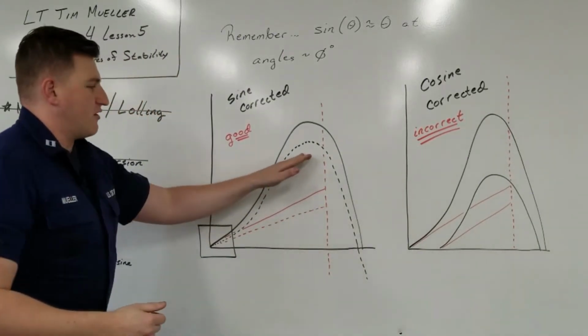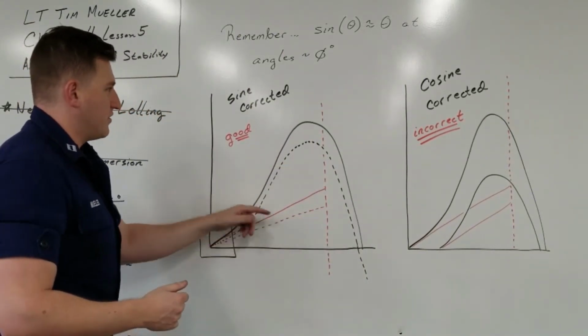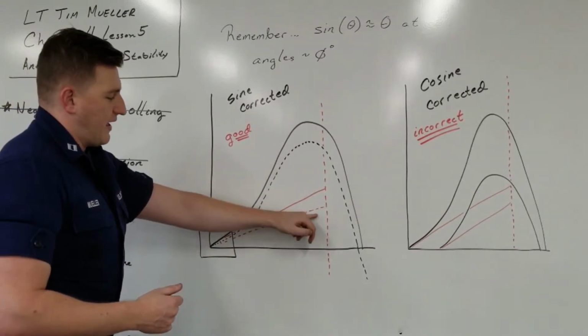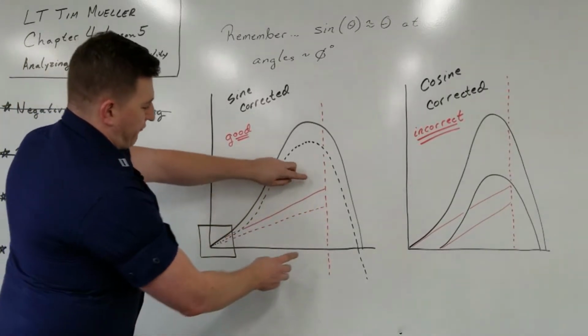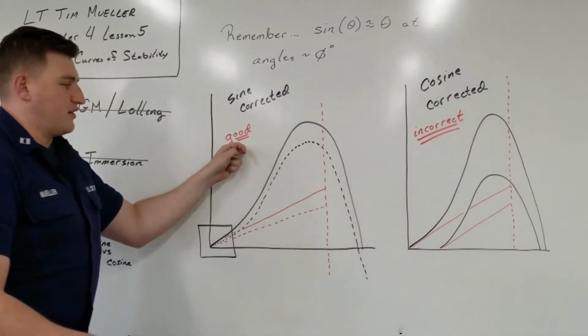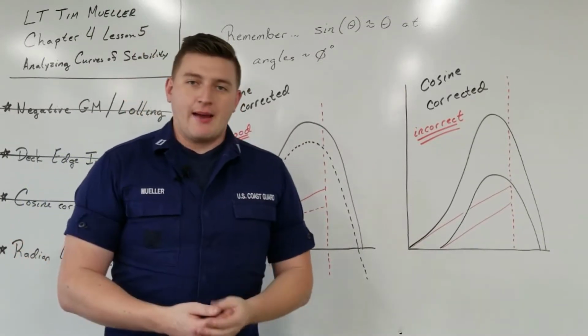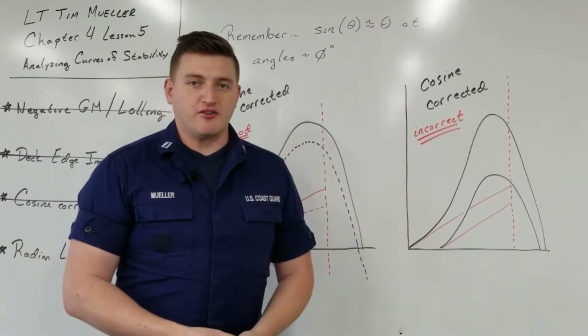Right here, we see that our righting arms are smaller after we did our sine correction, and we see through the application of the radian line that our GM has in fact gone from here to here. So this is a good example of using the radian line. Now, what happens if we try and use it for a cosine correction?